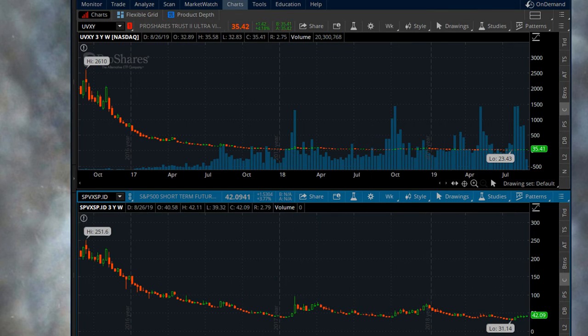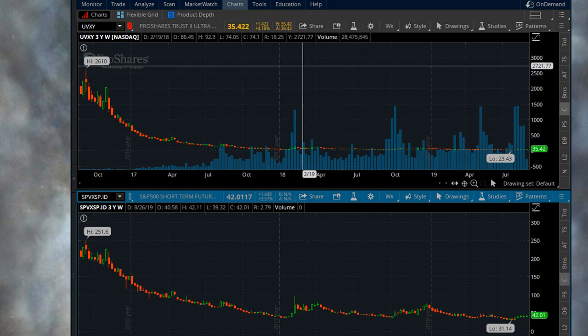And if you look at 3 years, UVXY has gone from 2,600 to 35, whereas the index has gone from 250 to 42. So UVXY has gone down a lot more over a period of years, and that's due partially to the fact that it was 2 times leveraged until 2019, and then it switched to 1.5 times leverage. But let's take a look and overlay the charts on top of each other to see if we can get a better viewpoint of this.